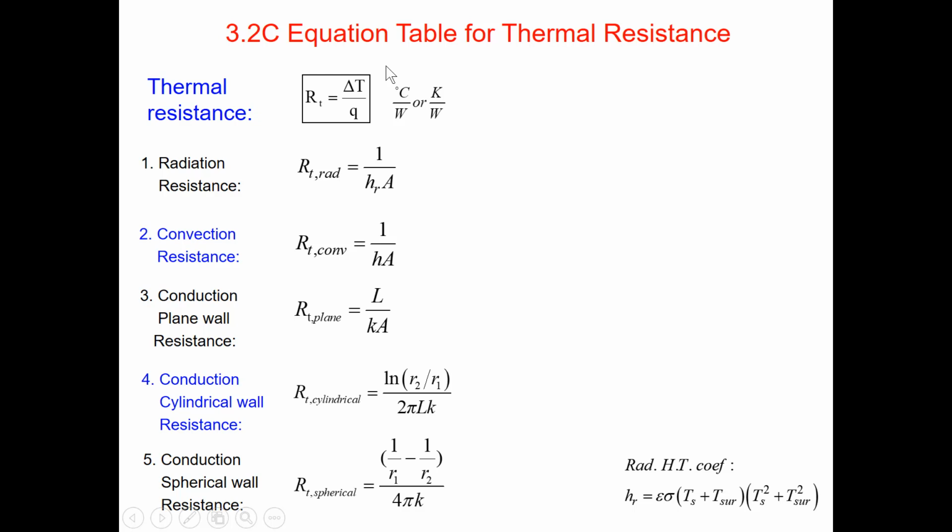For your study convenience, an equation table for thermal resistance is made. As you can see, this is the definition for the thermal resistance RT, which is a temperature difference over heat rate Q in this unit. It then yields the RT for radiation, convection, plane conduction, cylindrical conduction, and spherical conduction.